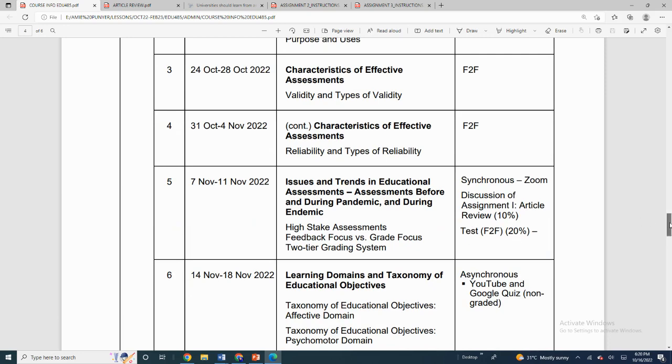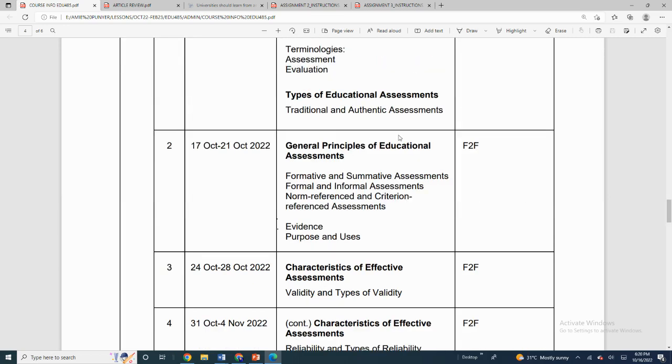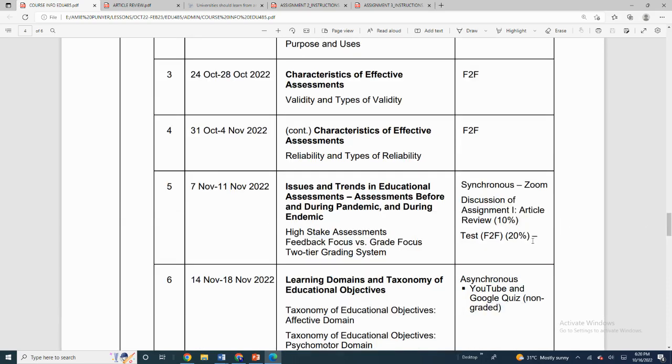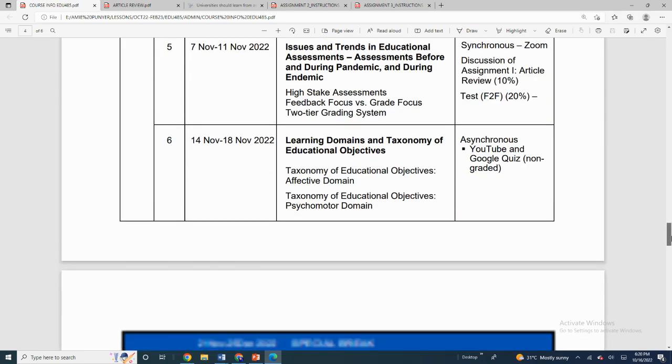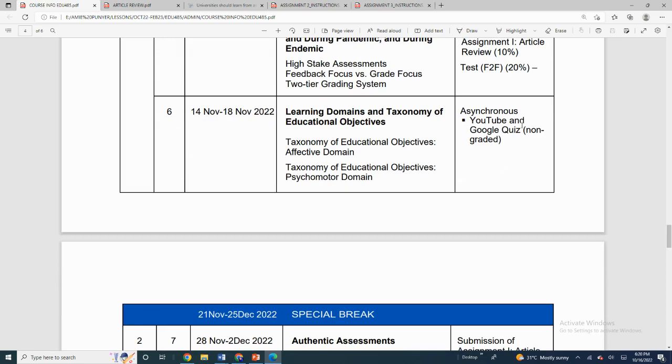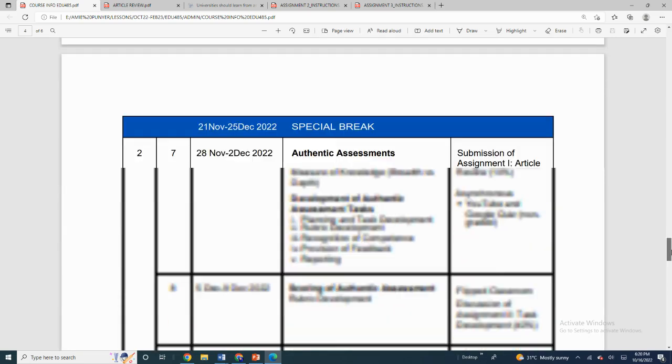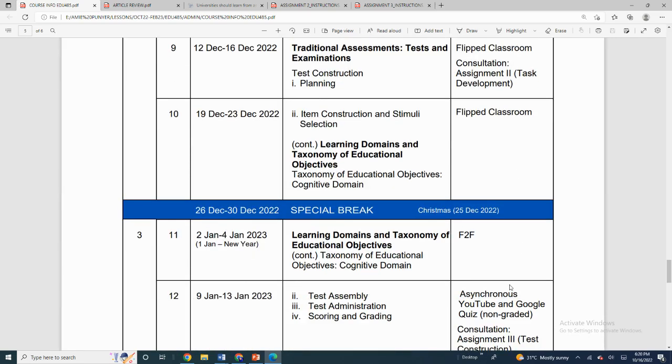It's very important for you to attend all of these physical lessons, because all of these physical lessons prior to this test will be covered in this particular assessment. Okay. And also you will note that we have a synchronous session as well as flipped classroom.